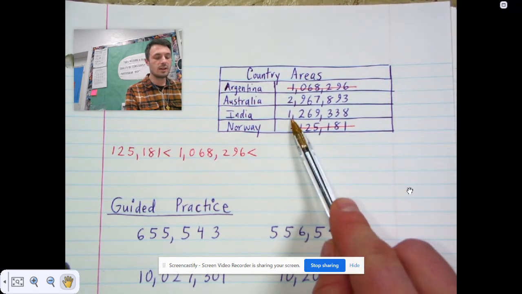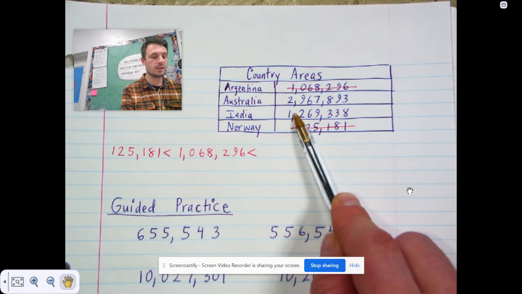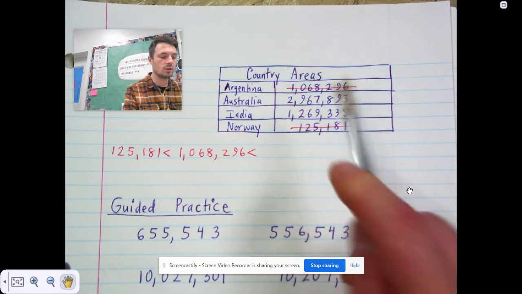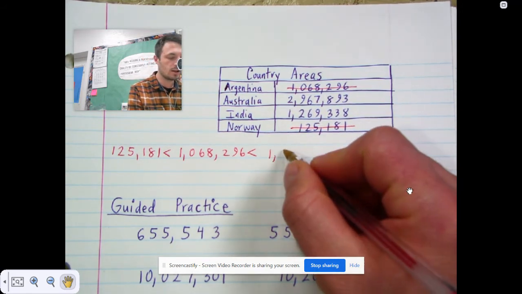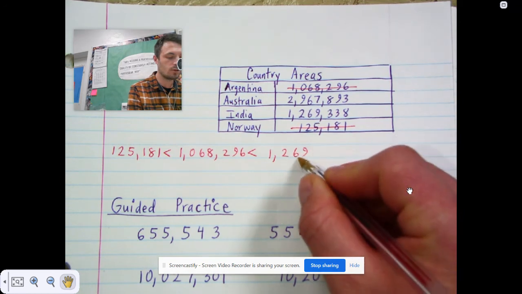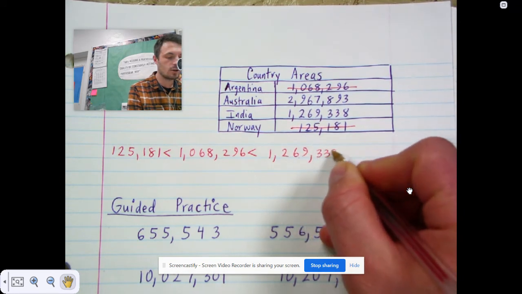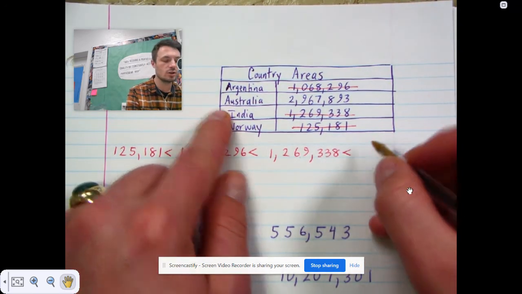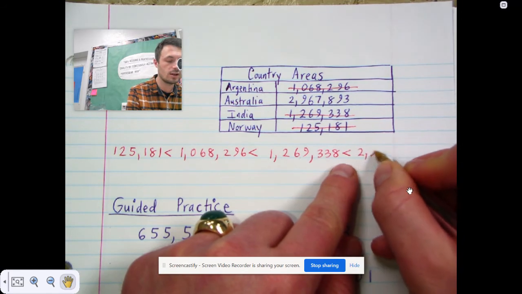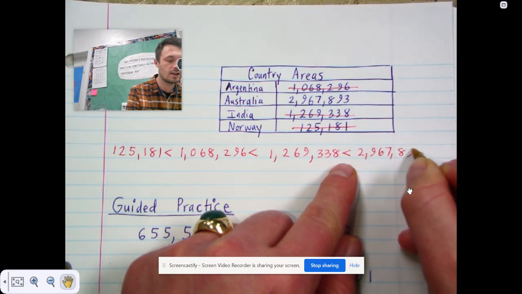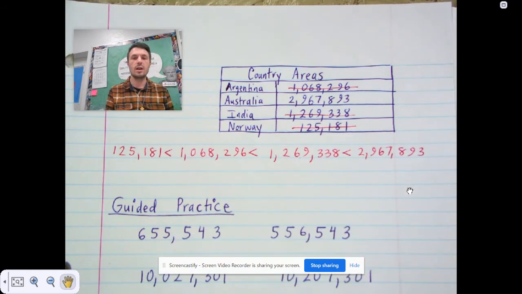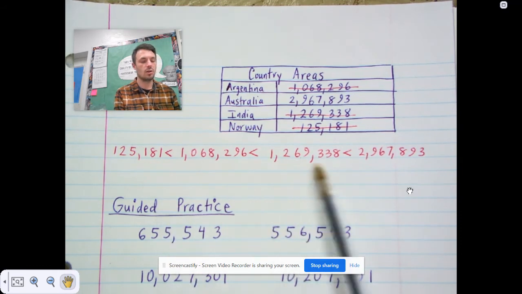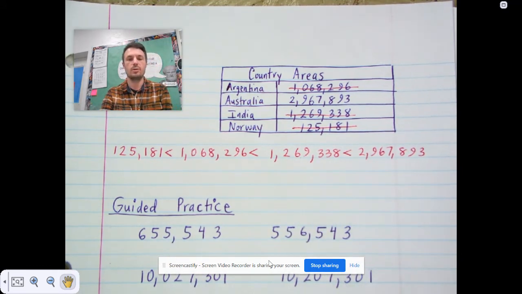And now we already know India is smaller than Australia because India has a 1 in the millions place and Australia has a 2 in the millions place. So we put India next. 1,269,338 is smaller than, we can cross that one out. And then Australia is the largest country. It has the most area, 2,967,893. So that's how we put the area in square miles of those 4 countries in order from least all the way to greatest. I'm going to move this guy out of the way.